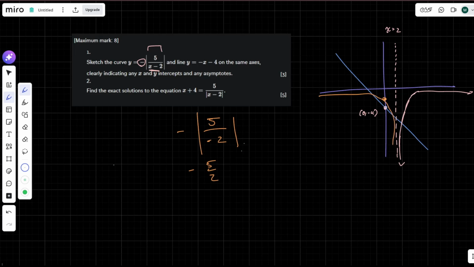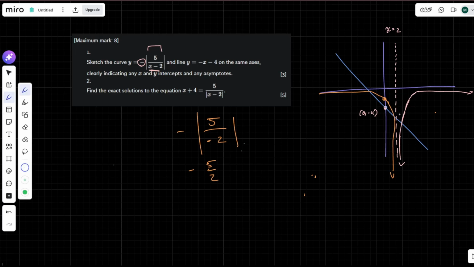So it's going to be something like this, and I'm expecting that this is then going to cross my line y equals negative x minus 4. Right, I meant to draw the drag thing. Let's see if we can get that. Okay, let's just drag this up. Okay, yeah.